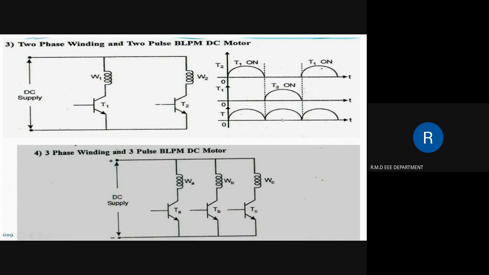Merits: the torque developed is uniform. Demerits: utilization of transistors and windings is less.